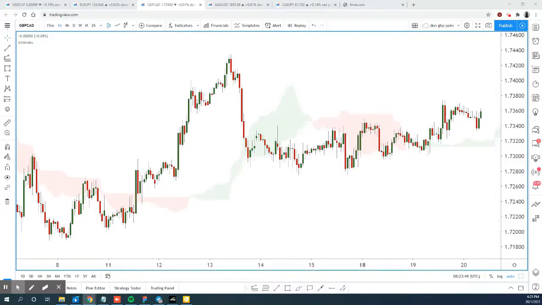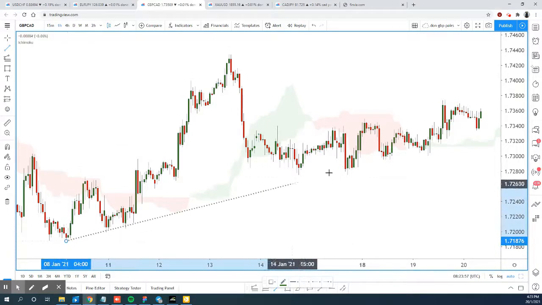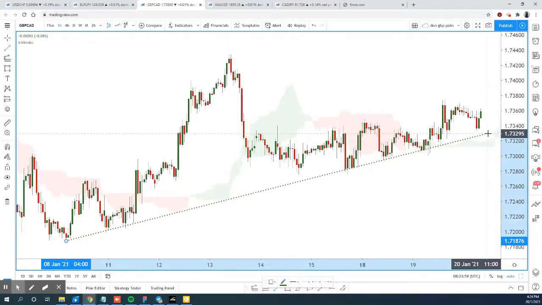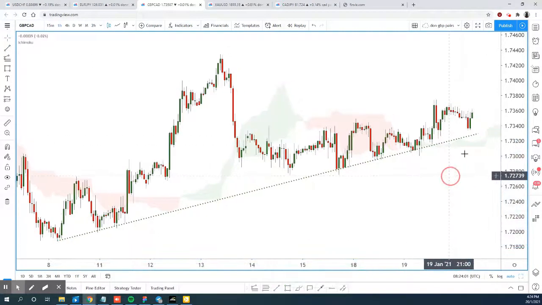And for today's trade of the day, I'll be looking at the pound CAD. So pound CAD is on the 1 hour time frame. On the 1 hour time frame, you can immediately see that there's quite a nice uptrend right here. Let me just draw this trend line for you so you can see it much more clearly.